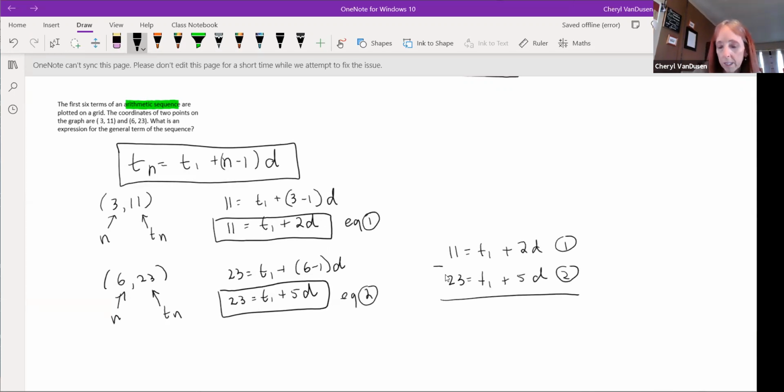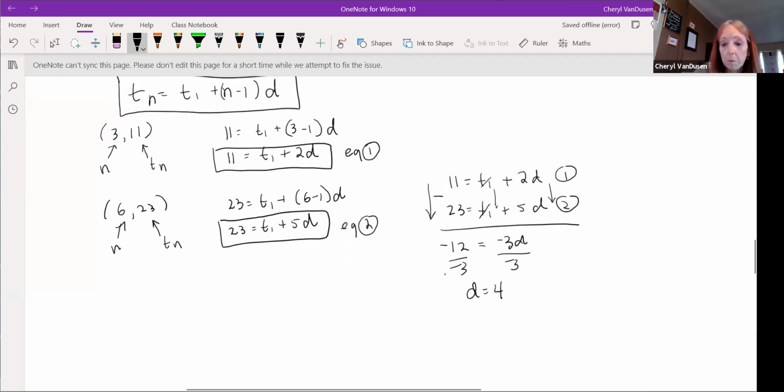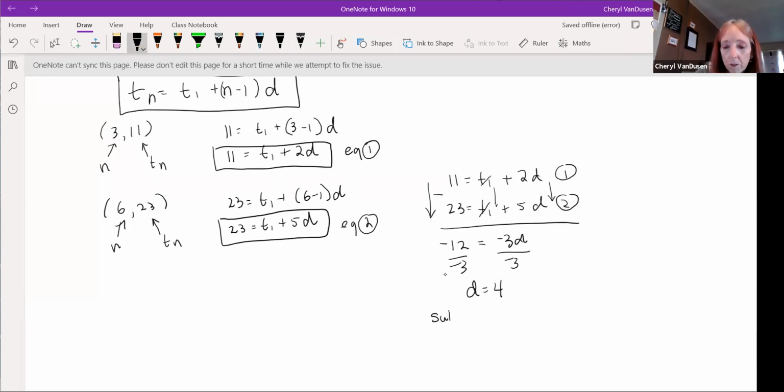So if I subtract these, 11 take away 23 is minus 12. Term 1 take away term 1, cool, disappears. And 2d take away 5d is minus 3d. So what I'm doing is subtracting: 11 take away 23, these cancel and these subtract. And then, nice, that's manageable. Divide by minus 3, you get a common difference of 4. Excellent. Now we have to go back and find term 1. We can use either equation 1 or equation 2, or we could use both to make sure that the term 1 value turns out to be the same. Doesn't matter. So I usually ask students to write down what they're doing.